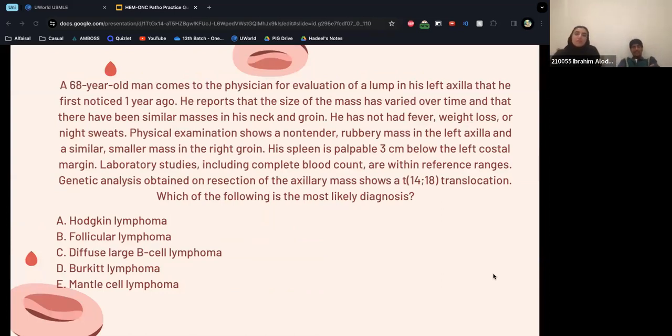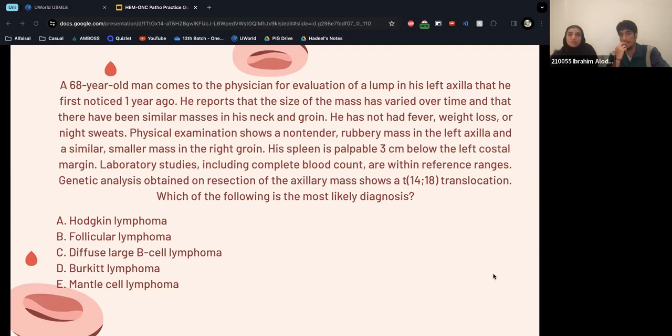A 68-year-old man comes to the physician for evaluation of a lump in his left axilla that he noticed 1 year ago. He reports that the size of the mass has varied over time and that there have been similar masses in his neck and groin. He has not had fever, weight loss, or night sweats. Physical examination shows a non-tender rubbery mass in the left axilla and a similar, smaller mass in the right groin. His spleen is palpable 3 centimeters below the left costal margin. Lab studies, including CBC, are within reference ranges. Genetic analysis obtained on resection of the axillary mass shows a t(14;18) translocation.